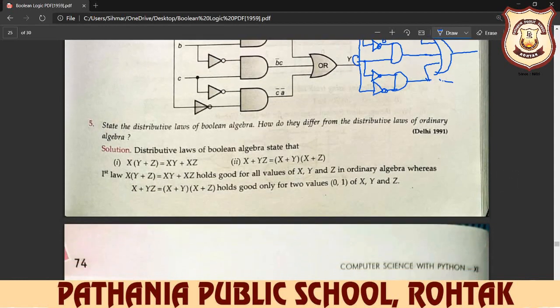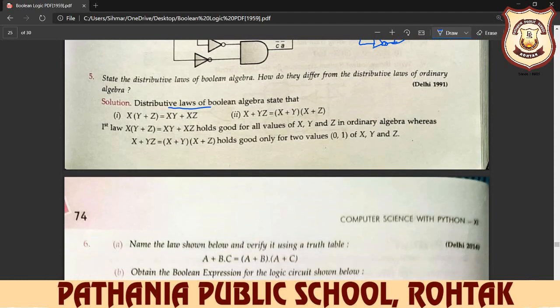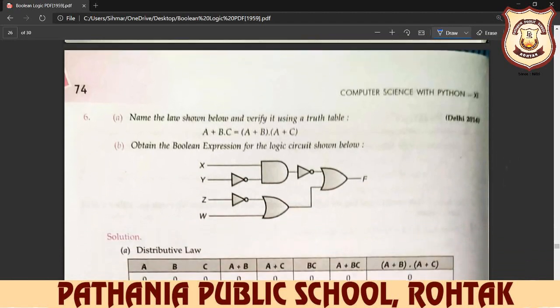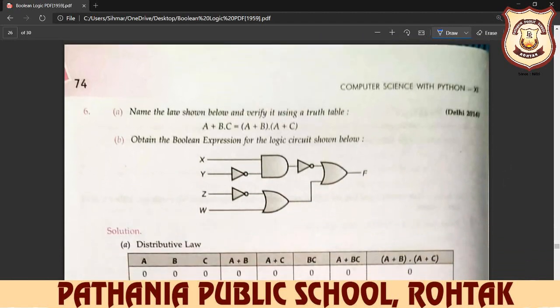State the distributive laws of Boolean algebra. How do they differ from the distributive law of ordinary algebra? We have already discussed the distributive laws, so you solve it. And next is: name the law shown below and verify using truth table. A plus B multiply C is equal to A plus B into A plus C. So this is your distributive law and you prove it with the truth table.